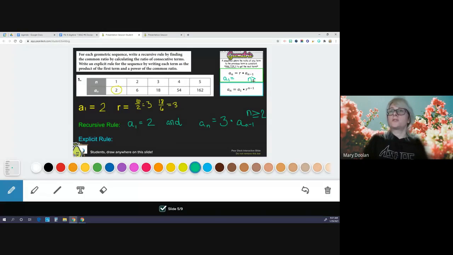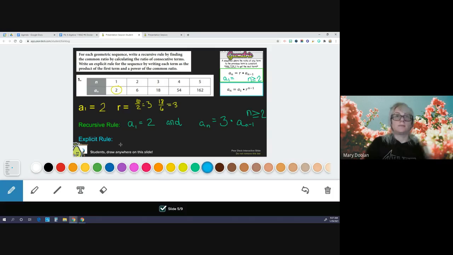When you write a recursive rule, that's all the stuff you need. All the stuff I just wrote in green. And now we're going to write the explicit rule. So we were practicing doing the explicit rule on Tuesday, but we're going to do it again now. With the explicit rule, you don't have to define the first term in the sequence, right? We just go right to the formula.